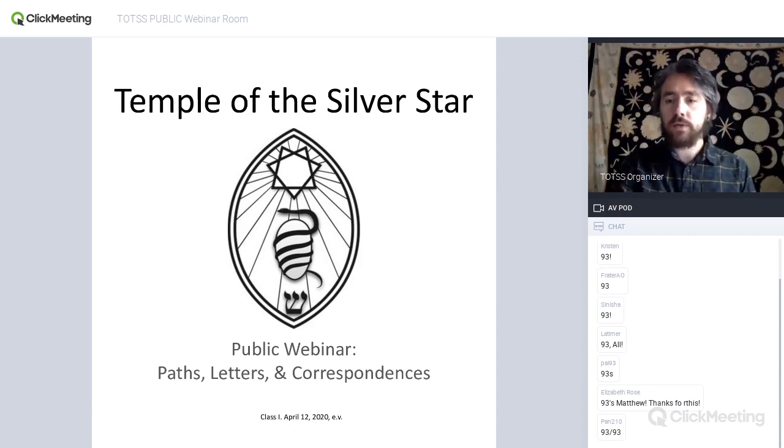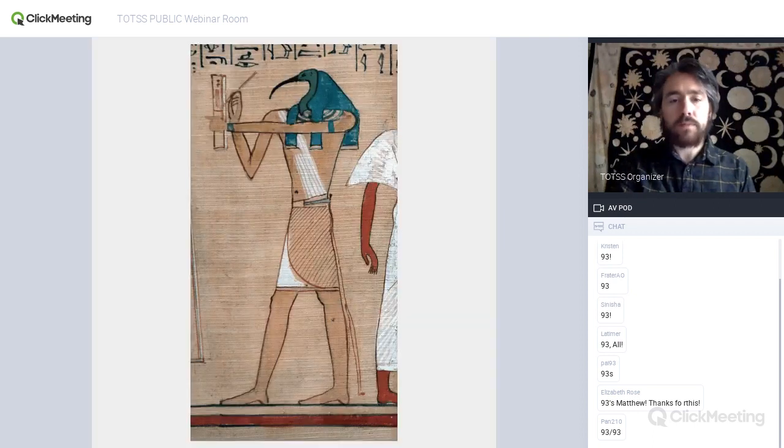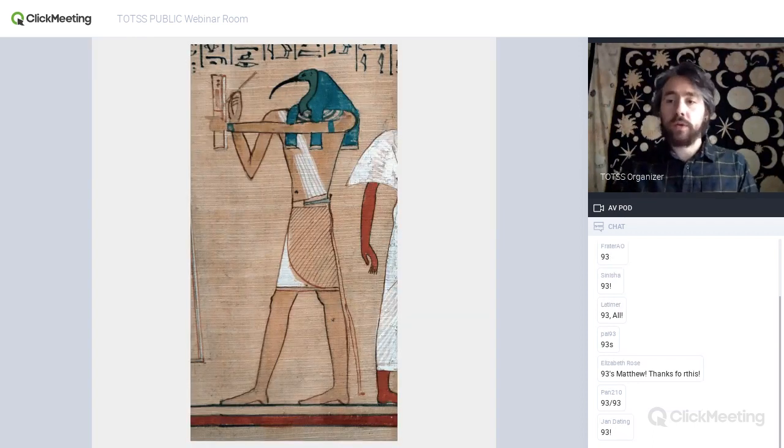Okay, so let's just jump right into it. This is the Egyptian god Thoth, or Tahuti, that you're looking at here. Thoth is the god of wisdom and secret knowledge. In Egyptian cosmology and mythology, he was the inventor of writing and also the creator of all human languages. He's also the inventor of the calendar, which of course has deep astrological significance.